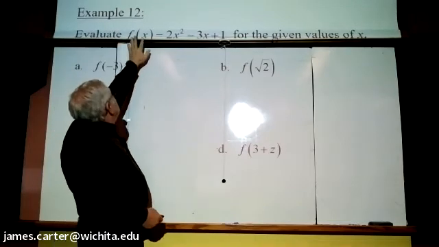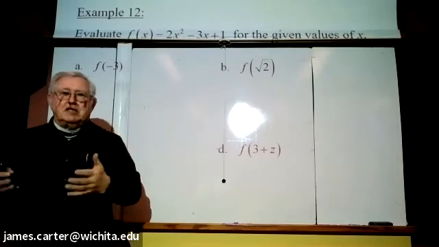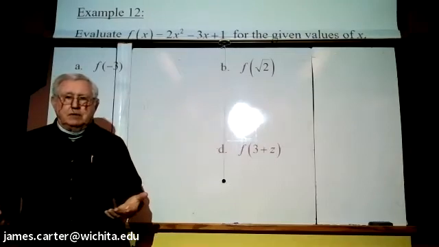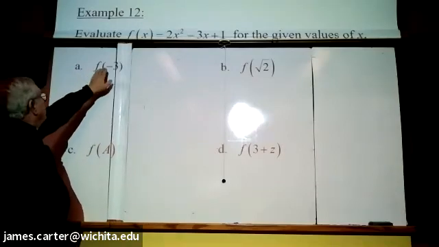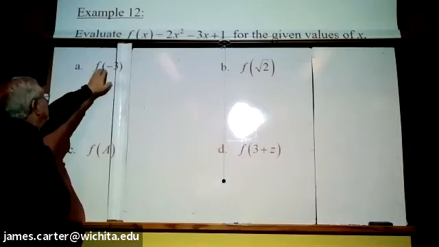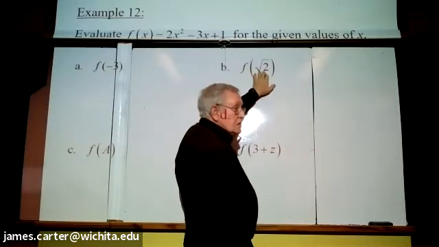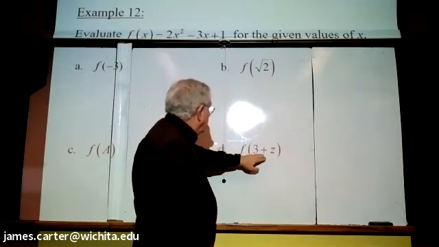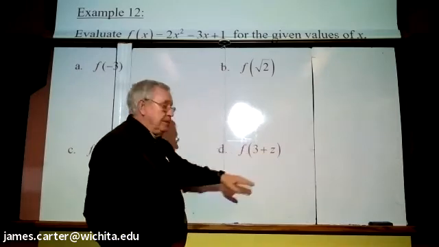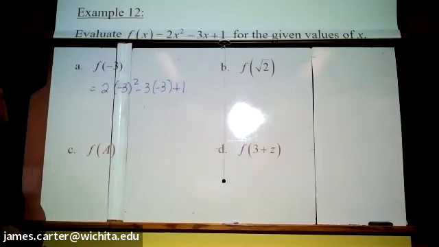Now, when you see f of x, you think y, because f of x and y are interchangeable terms, except one's just in function notation. So f of -3 means f, the function where x is -3. This means the function where x is the square root of 2. The function where x will be replaced by 3 plus z. The function where x will be replaced by capital A. So let's look at these.